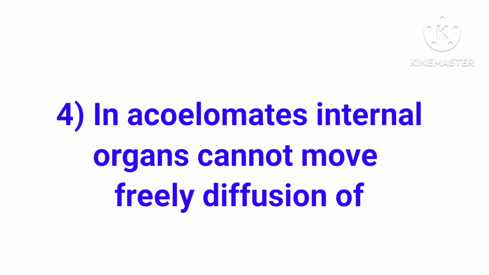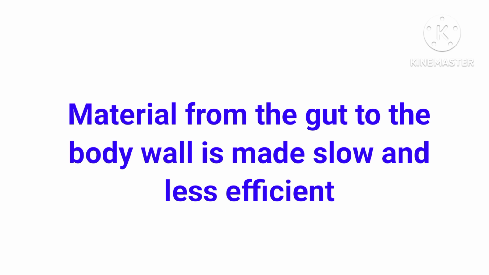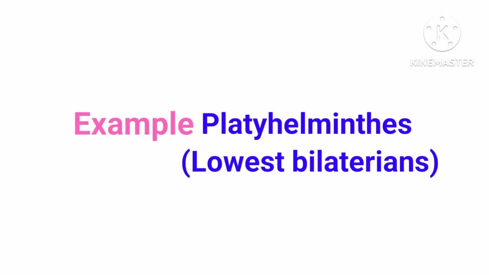In acoelomates, internal organs cannot move freely means respiratory and circulatory systems are absent and the anus is absent. In fact, respiration generally occurs by simple diffusion through the body surface. Diffusion of material from the gut to the body wall is made slow and less efficient means the digestive system is incomplete or absent. In fact, there is a single opening which leads to a well-developed gastrovascular cavity. In a few species, the digestive system is completely absent. Example, platyhelminthes.